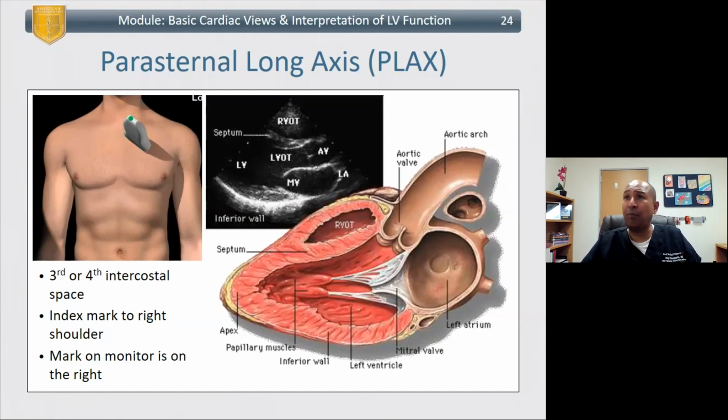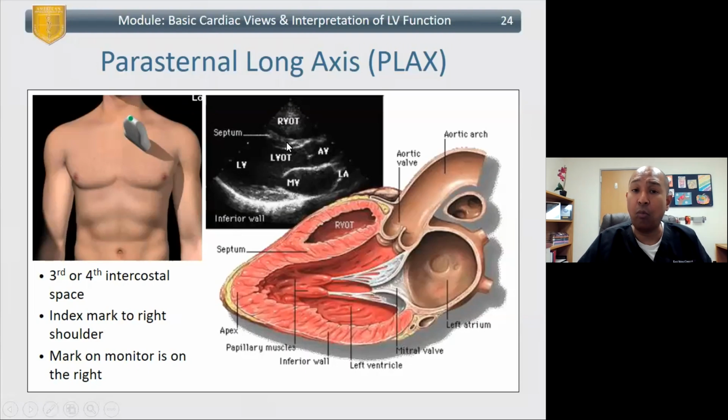And where is that notch going to be pointed? It's going to be pointed here to the right shoulder. And this is going to be kind of unique. Most of the views of the heart, the notch, the dot's going to be pointed to the left shoulder. But in this case, it's going to be pointed to the right shoulder. And you want to try to mimic the view you see right here.